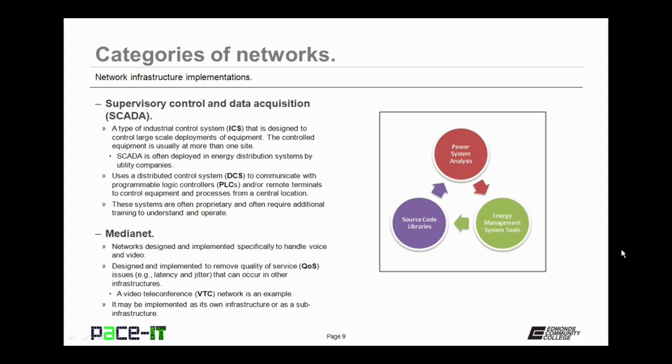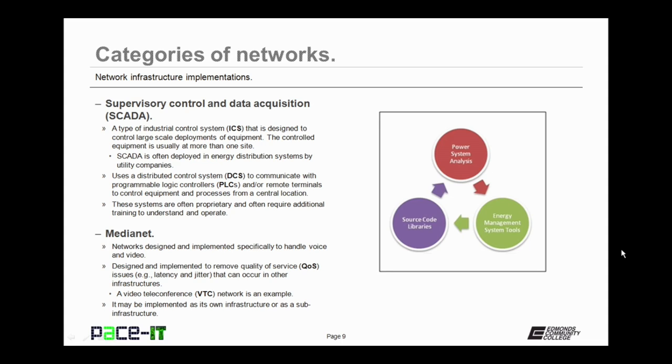Now, a couple of special categories of networks. And first is the Supervisory Control and Data Acquisition network, the SCADA network. Now, a SCADA network is a type of industrial control system, or ICS, that is designed to control large-scale deployments of equipment. The controlled equipment is usually at more than one site. SCADA is often deployed in energy distribution systems by utility companies.